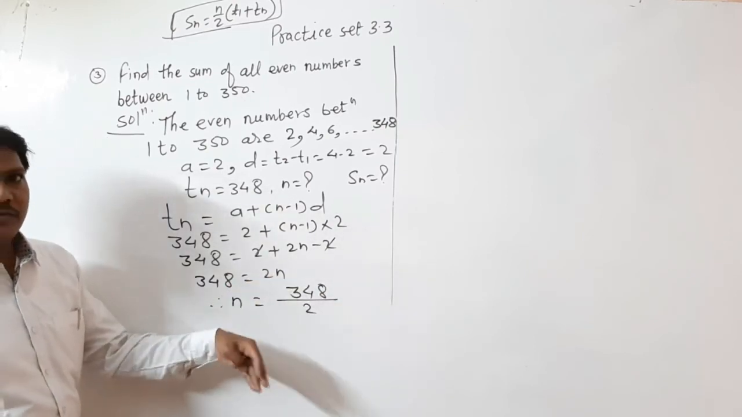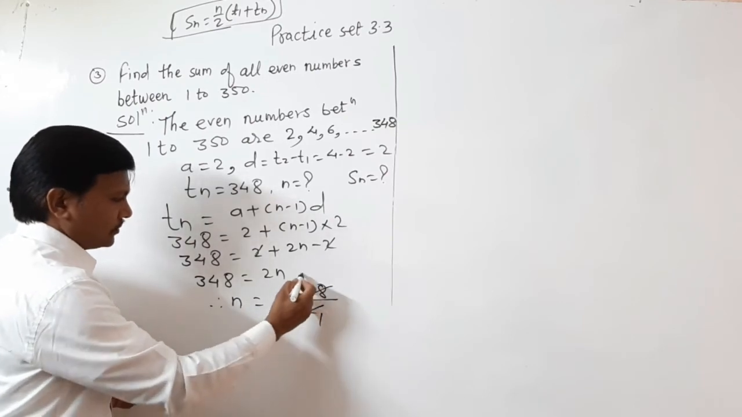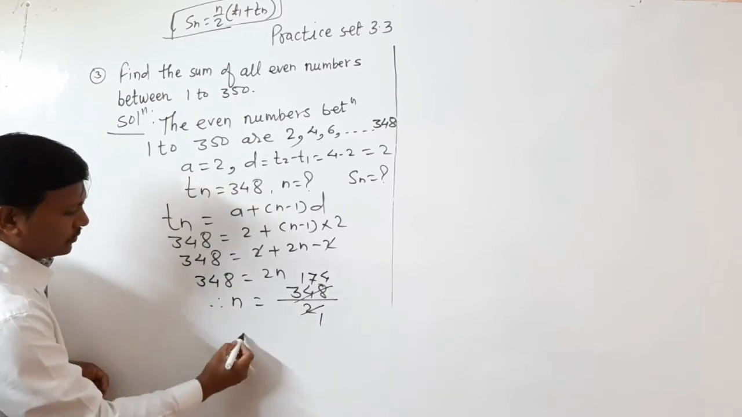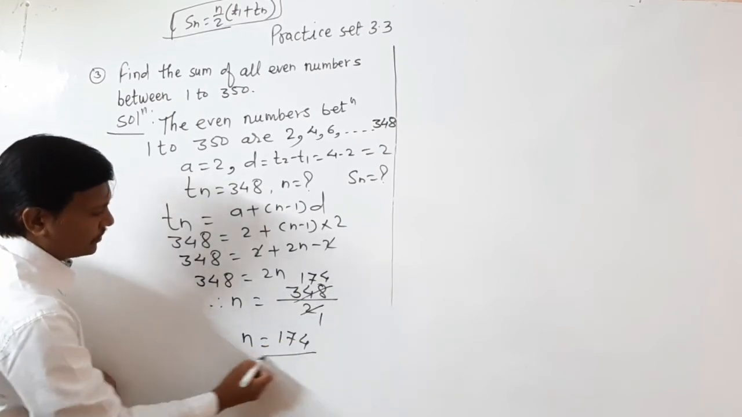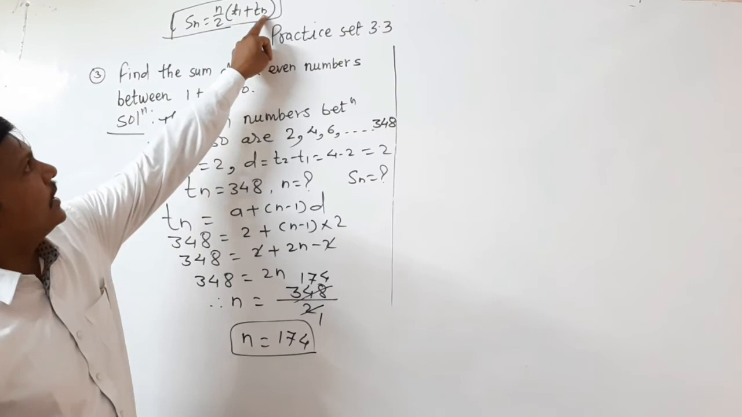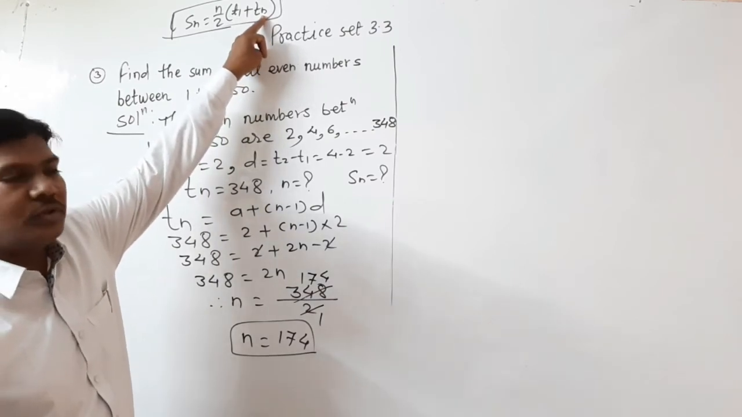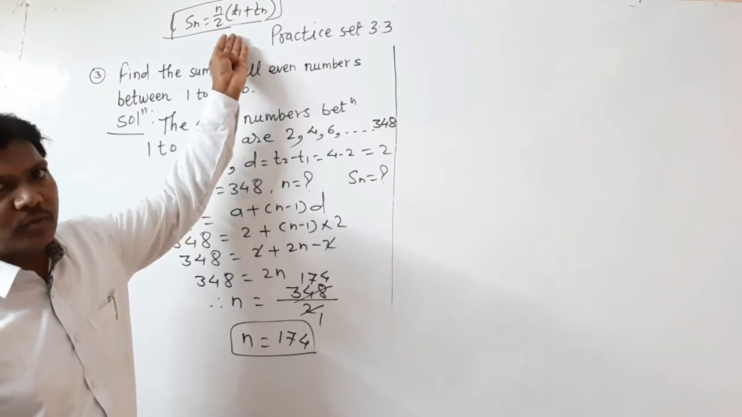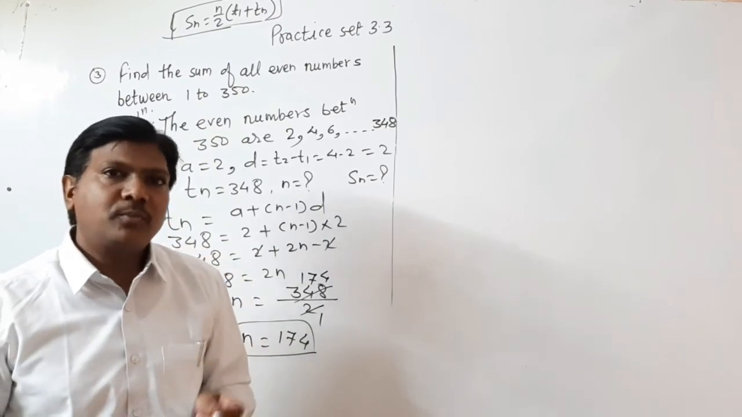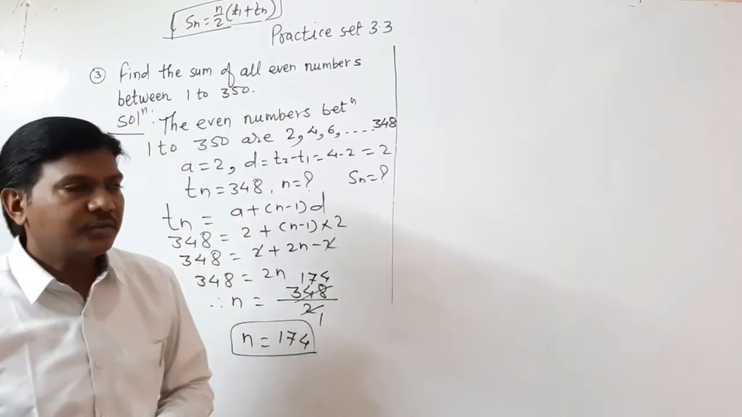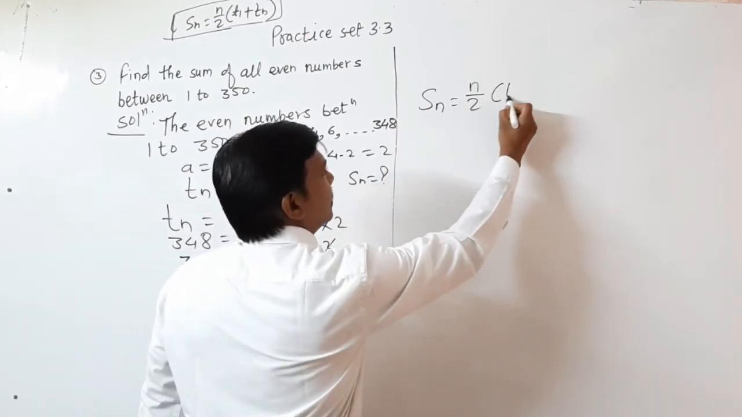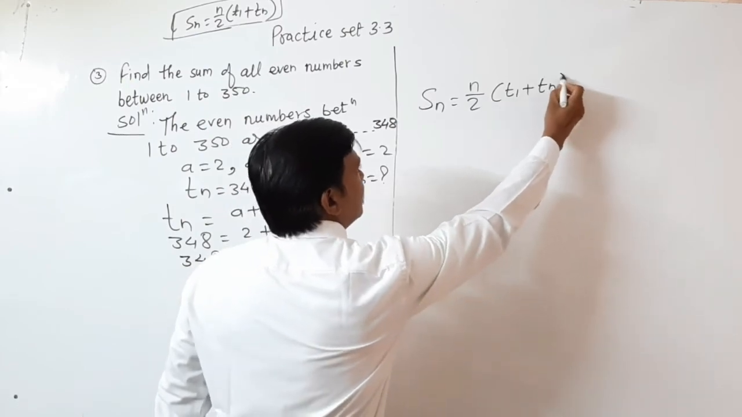Here it is in multiplication, so it is divide. And when you divide, 2 1s are 2, then 14, means 7 times, and 4 times. So the value of n is 174. And then use this formula, because the first and last terms are given. If the first and last terms are given, then it is easy to find by this formula. Otherwise you can find by Sn equal to n upon 2 in bracket 2a plus n minus 1 into d. The answer will be the same.